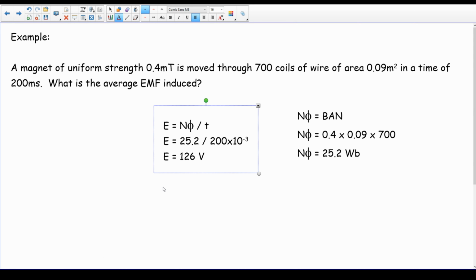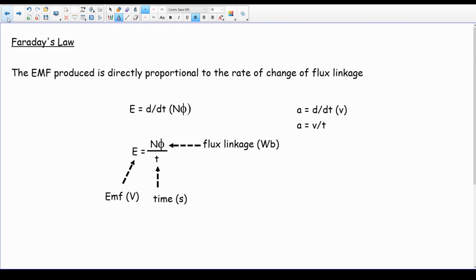In the meantime, what we've got is that the EMF induced is equal to the flux linkage for n coils divided by the time taken for that flux linkage to occur. Okay, that EMF is equal to the rate of change of flux linkage. And it's simply due to the fact that we need lines of flux traveling through coils of wire and then traveling out of those coils of wire in order for us to generate electricity.